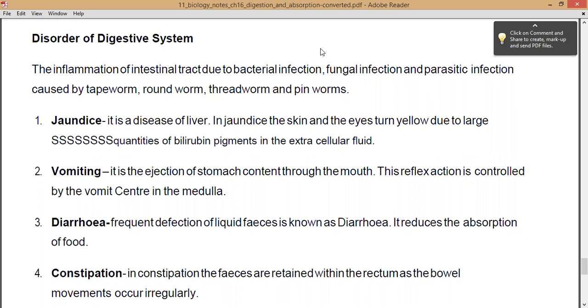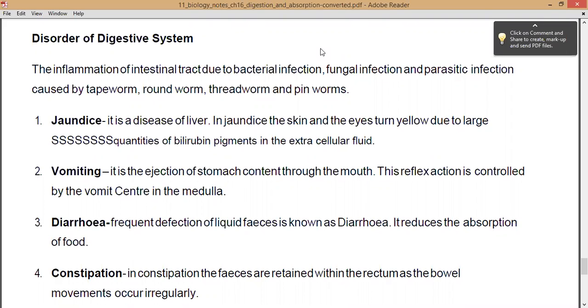So first we are going to see jaundice, right? You might already know about jaundice. It is a disease of the liver, and in jaundice your skin as well as the eyes turn yellow due to large quantities of bilirubin pigments in the extracellular fluid. So in jaundice, your eyes, your skin, everything becomes yellowish in color, right?